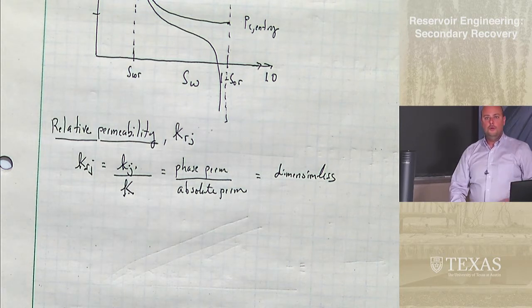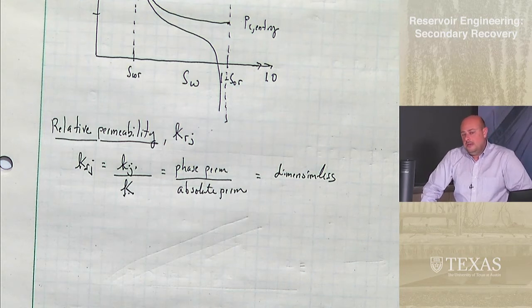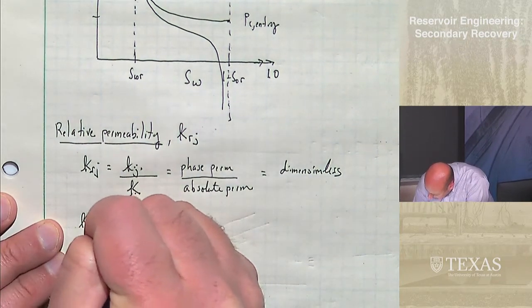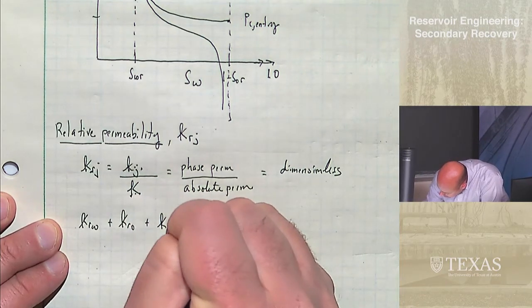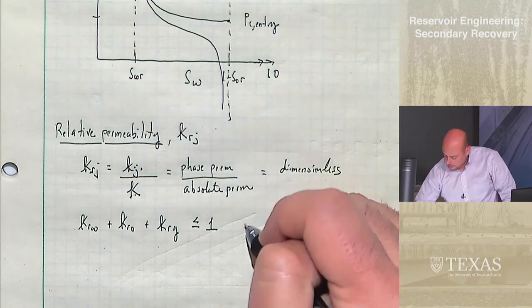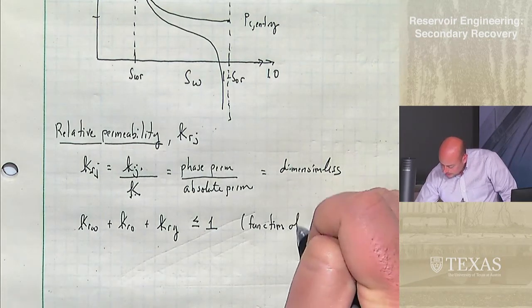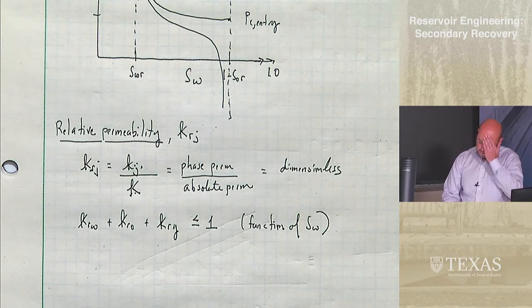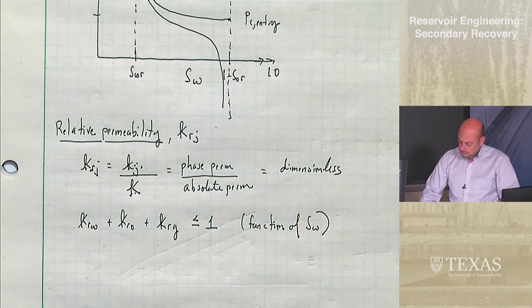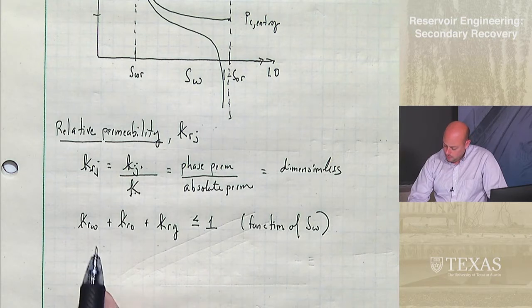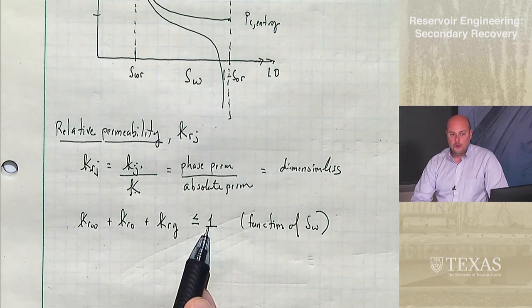And that makes sense because you wouldn't expect it to be easier to flow once you start adding extra fluids, right? They actually hinder the flow. In fact, we can say that KRW plus KRO plus KRG is going to be less than or equal to 1. It's also a function of saturation, SW. Again, these are all going to add up to 1 or less than 1.